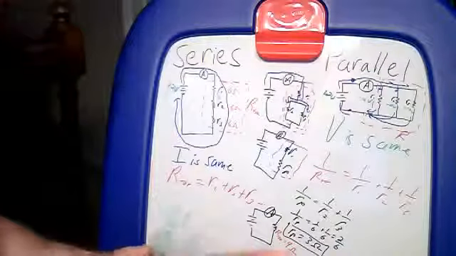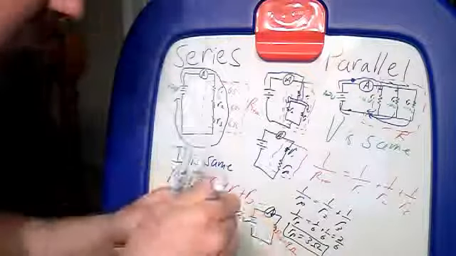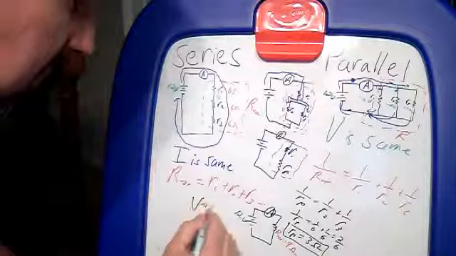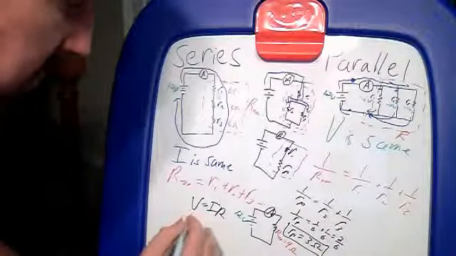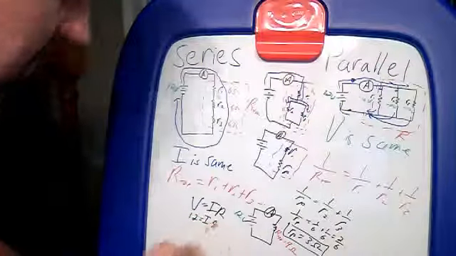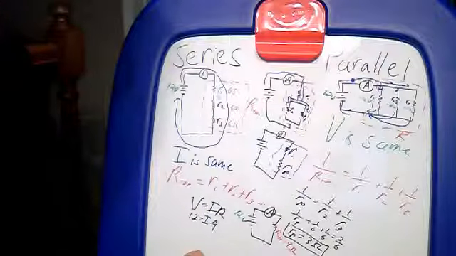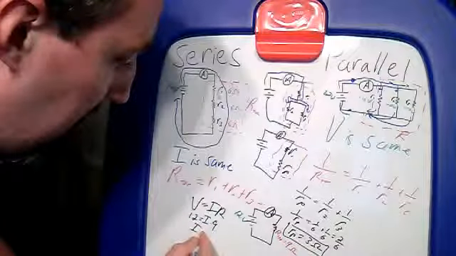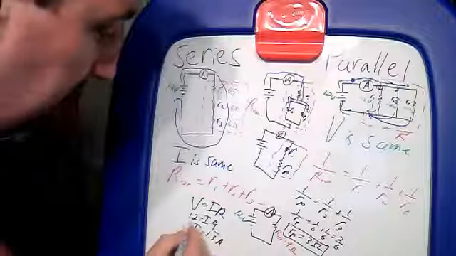If this is a 12 volt battery and a 9 ohm resistor, I can use Ohm's law, V equals IR, and say, alright, 12 equals I times 9. So I'm going to end up getting 1 1/3. Yeah, 1 1/3. So I equals 1.3 repeating amps.